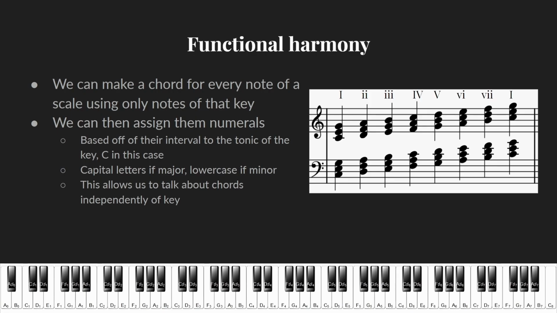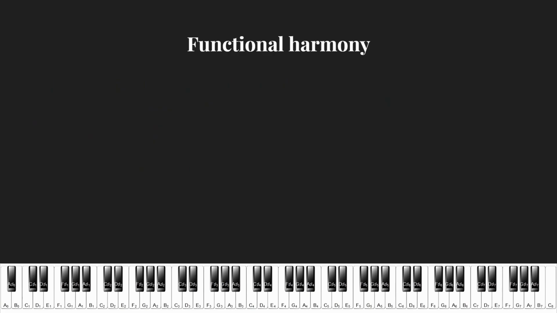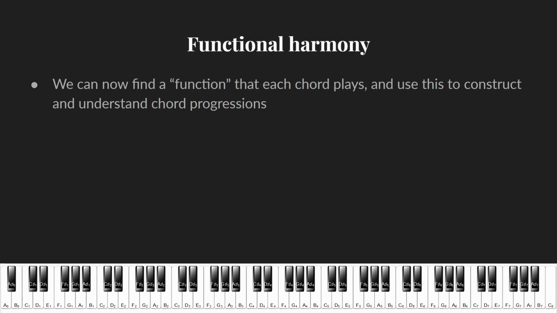And so why we do this is because music is in all different keys, but this allows us to talk about how the chords function independently of whatever key we're in, so we can understand it, whether it's in E major or C major or whatever, even like A flat minor. We can use that to then find functions for each of these chords. So we use that to understand and construct these chord progressions.